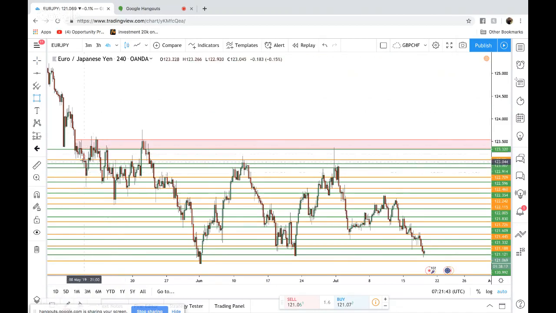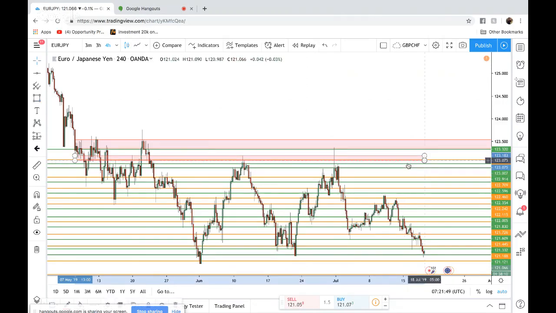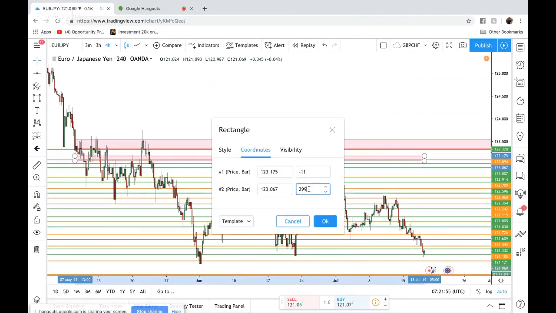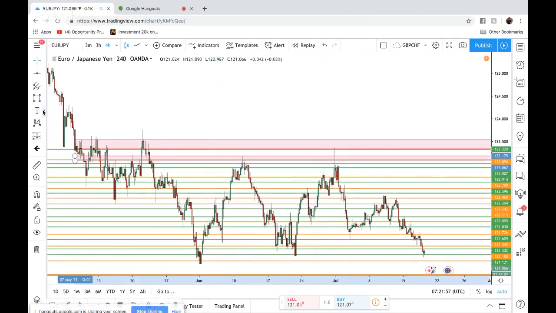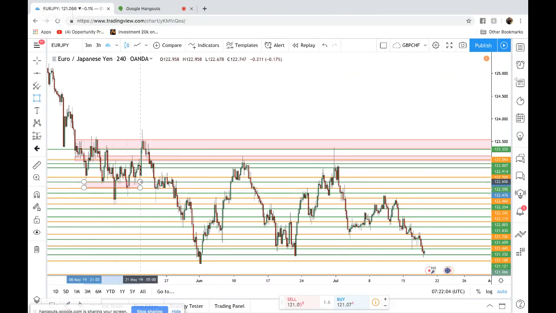Moving down, what are some other areas that you see wicks, right? I saw these wicks here. The market tested it. So this is another area. As well as right here, you see these wicks. We have these wicks here, which obviously the market was what? Hesitating.